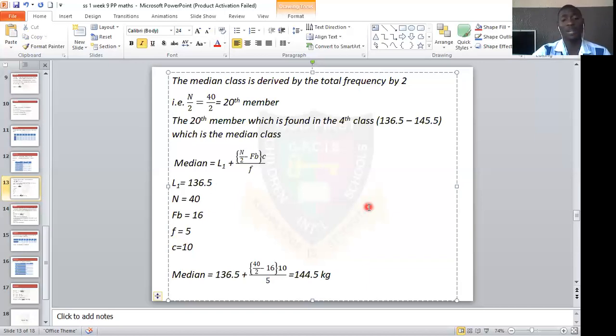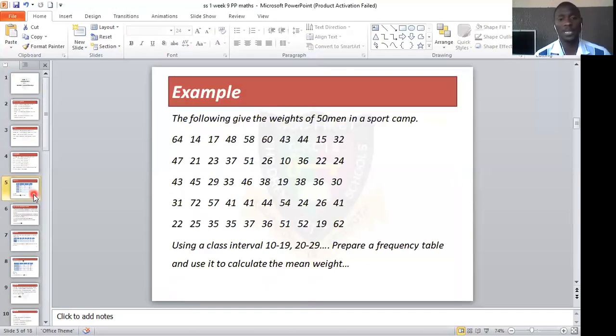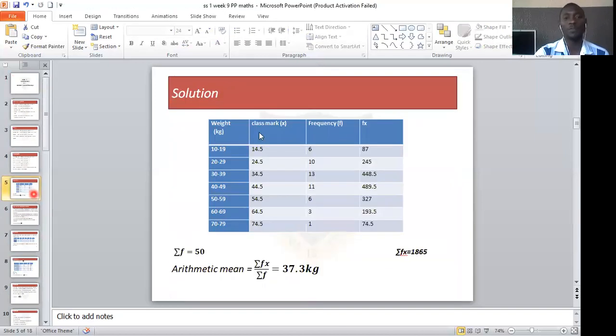So I recap how to calculate the mean. It follows the same principle as that of the ungrouped data, but the difference is that you have to involve your class mark. The formula is summation fx over summation f. You have to find your class mark, which represents x, and multiply it with f to give summation fx over summation f.